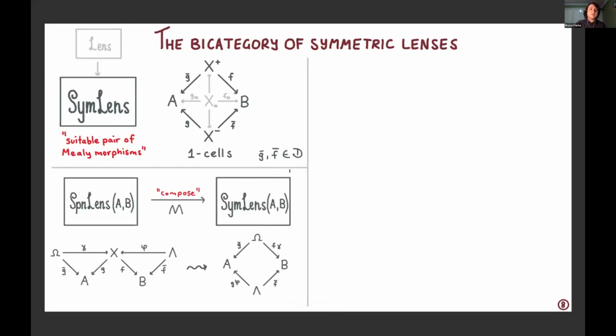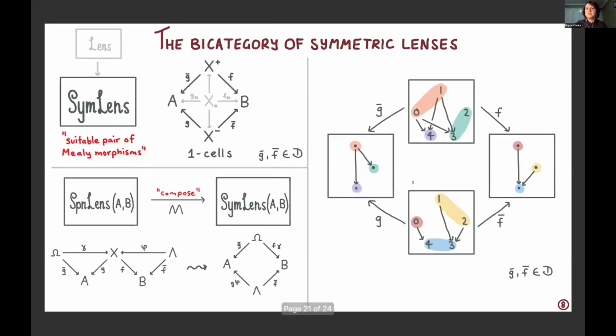And there's a way of seeing every span of asymmetric lenses as a symmetric lens just by composing these functors in the diagram. And so this is the running example that we get from just composing the functors in our previous diagram. And so really all the symmetric lens cares about is how we can move and propagate updates from one side to the other. It doesn't care about how we do that via some intermediate system.